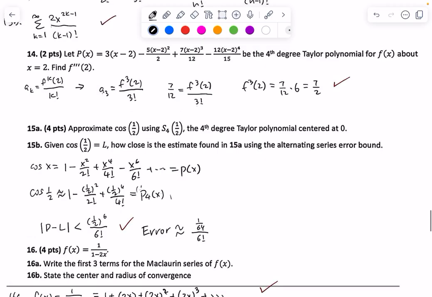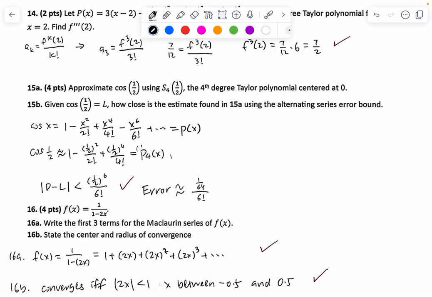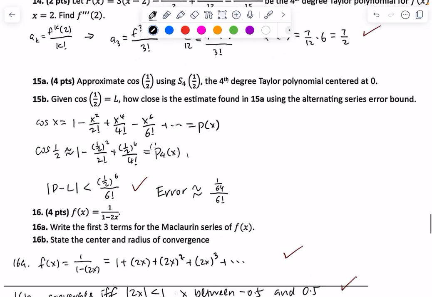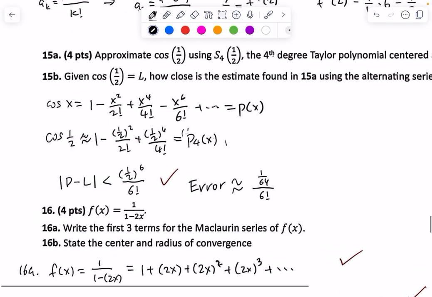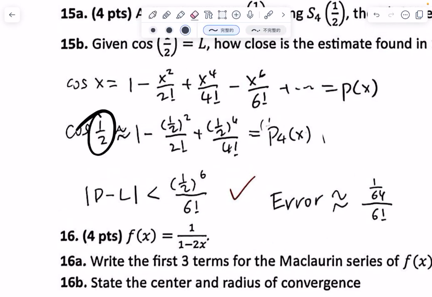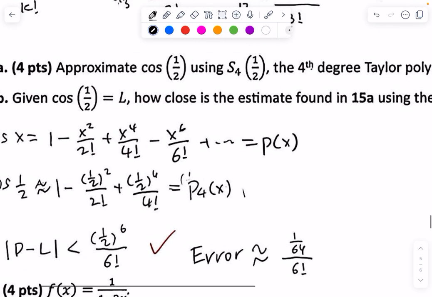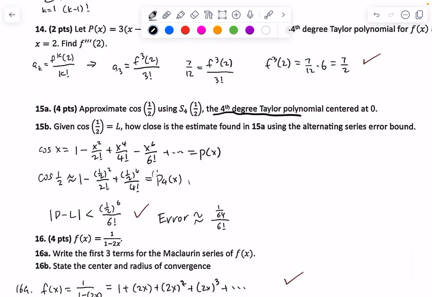All right. Problem 15. Approximate cosine 1/2 using S4 of 1/2, the fourth degree Taylor polynomial centered at 0. So again, that same idea: if we do something to the function, we can do something to its series. So cosine x, we know the series for this. And then cosine 1/2, we can just plug in 1/2 here. And then note that this is the fourth degree Taylor polynomial. So we only need the terms 1, this squared, and then this to the fourth power. We don't need 4 terms.